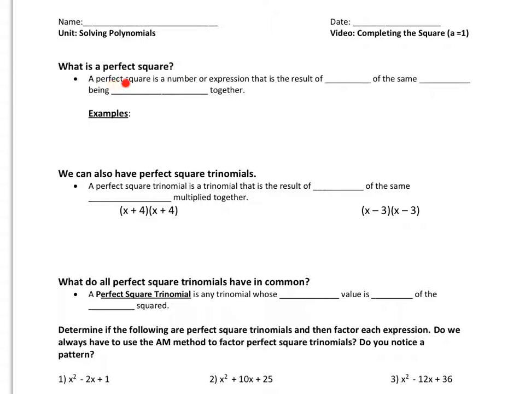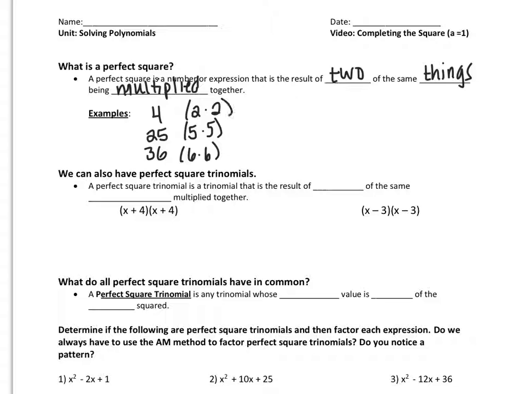Just recall that a perfect square is a number or an expression that is the result of two of the same numbers or things being multiplied together. Okay, so for example, 4 is a perfect square, 25 is a perfect square, 36. They're all perfect squares because they were the result of two of the same things being multiplied together.